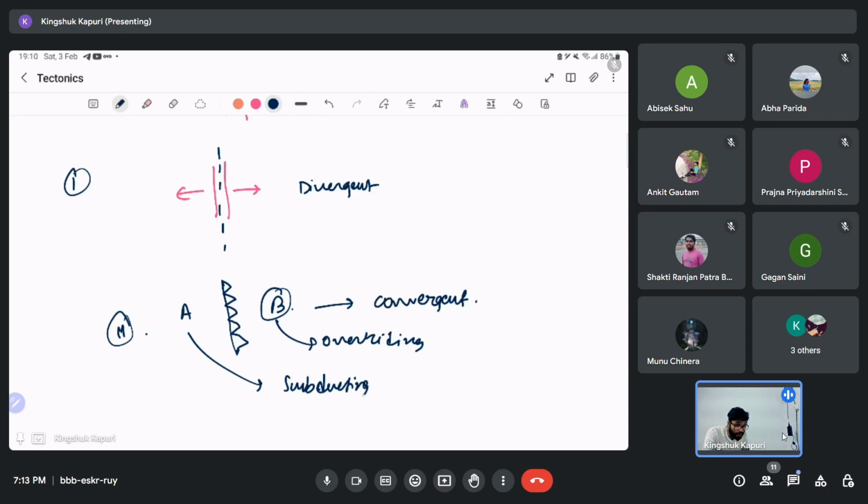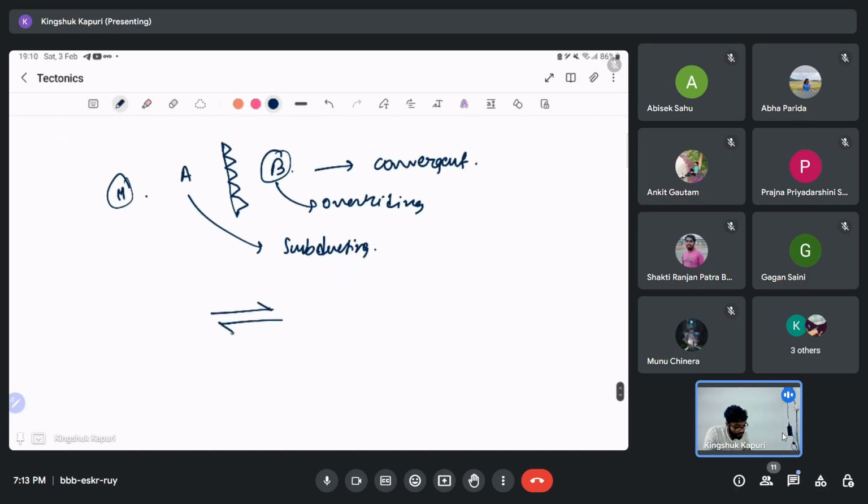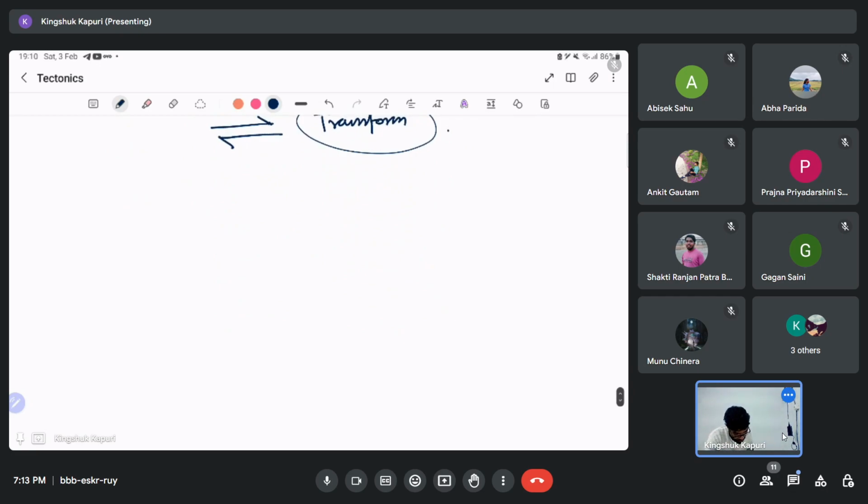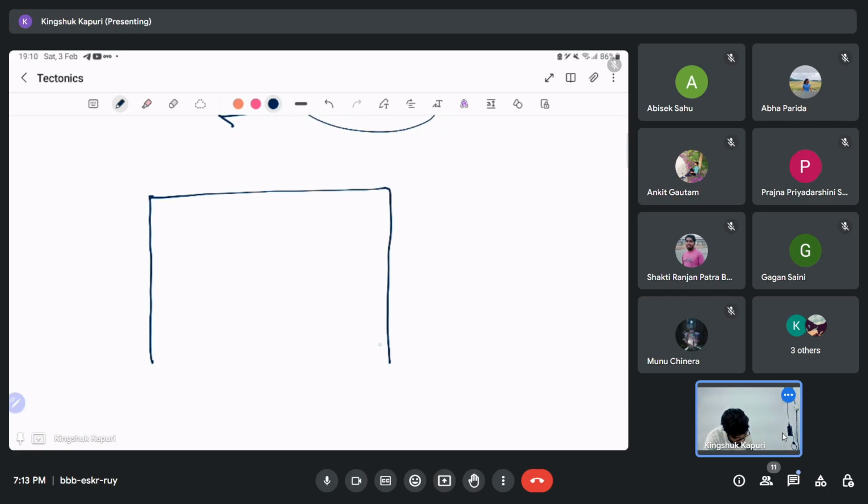Okay, so did everyone understand this, because now we will do numericals, okay? And this is the sign of the transform. Get it? Now we will jump to some numericals, okay? So we will see a two plate system. This is a plate A and this is a plate B.